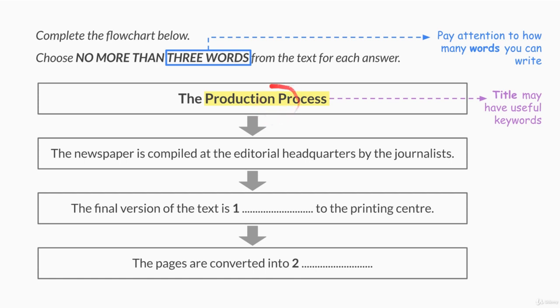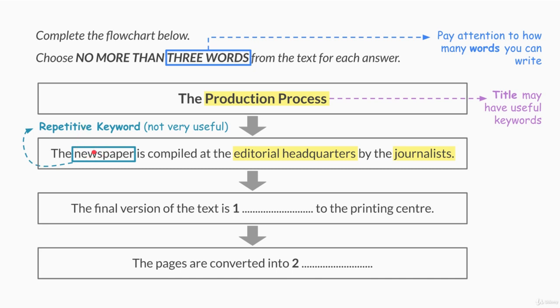Now, once you have marked the keywords in the title, you can then move on to marking the keywords in the rest of these sentences. So let's go ahead and do that now. Here in this sentence, I have the keywords editorial headquarters and journalists. Now you will notice that right here we have a keyword newspaper. The reason why I have not marked this keyword is because this is a repetitive keyword.